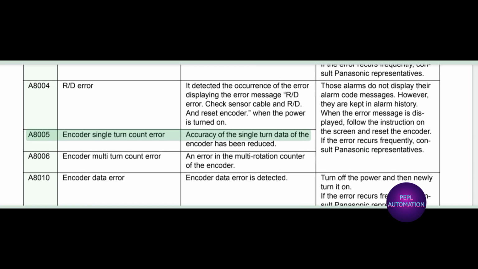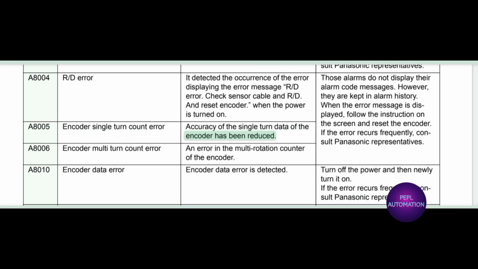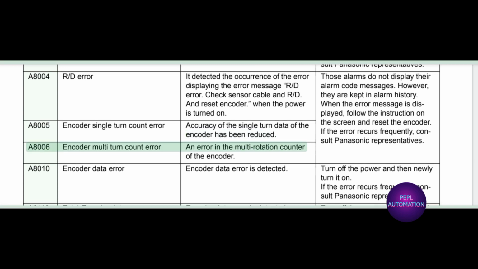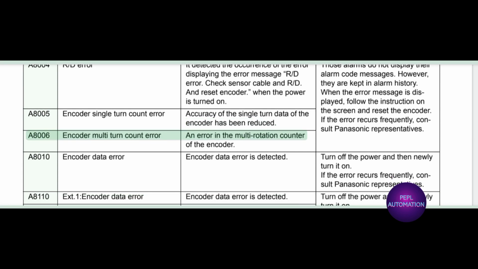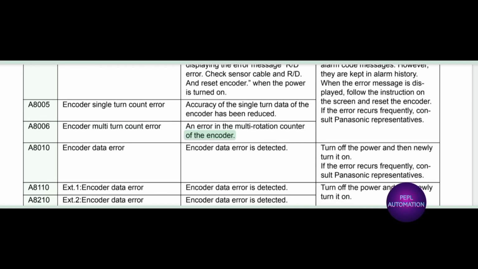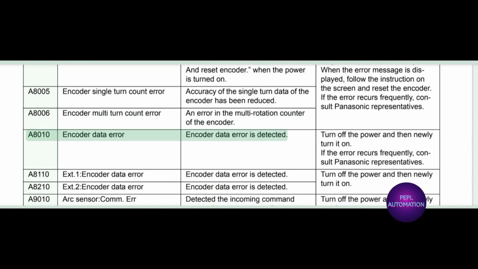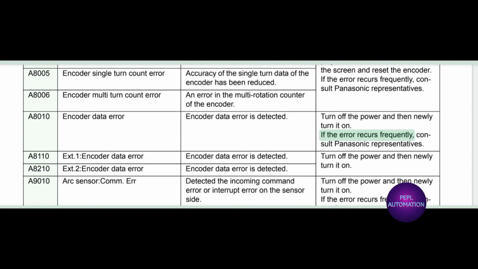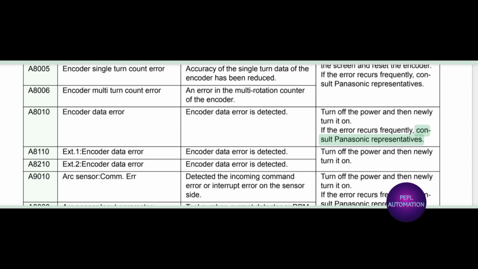A8005 encoder single turn count error. Accuracy of the single turn data of the encoder has been reduced. A8006 encoder multi-turn count error. An error in the multi-rotation counter of the encoder. A8010 encoder data error. Encoder data error is detected. Turn off the power and then newly turn it on. If the error occurs frequently, consult Panasonic representatives.